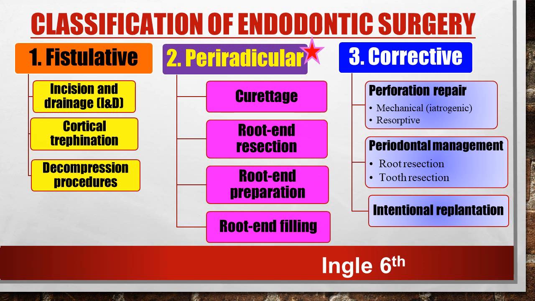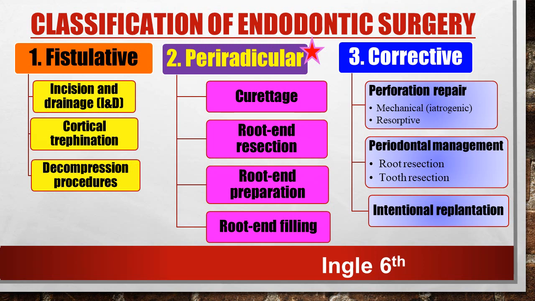You actually have to cut off at least 3 mm of your root surface, the root end. Okay. Then after that, you have to prepare the root end to receive a root end filling. So this will be described in the later slides. Corrective surgeries can be done to repair your perforations. It can be done for periodontal management. That means you would like to resect your root. You want to do something like a hemisection or a bicuspidization, and even intentional replantation.